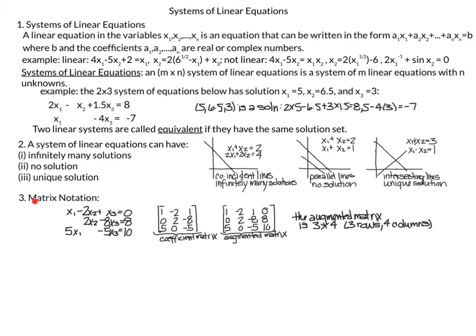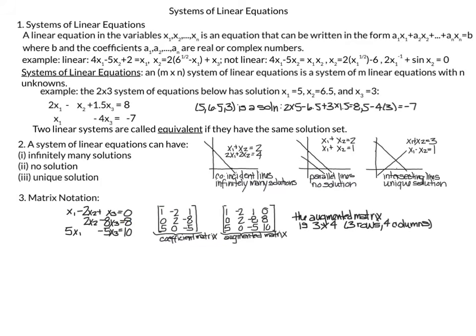Next, we're going to use matrices to represent our system of linear equations. So for example, if we have the system x1 minus 2x2 plus x3 equals 0, we're going to take the coefficients 1, minus 2, and 1.